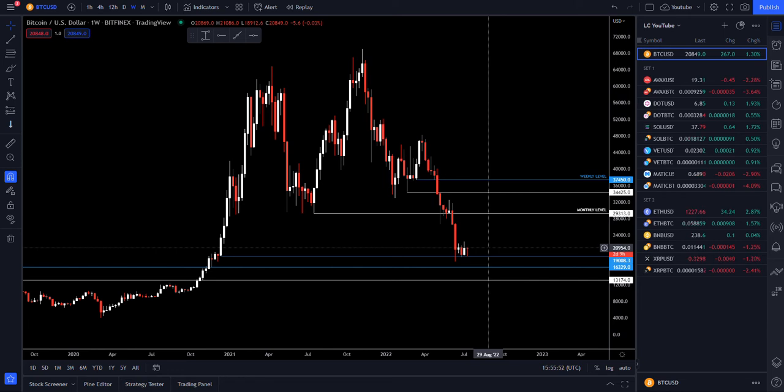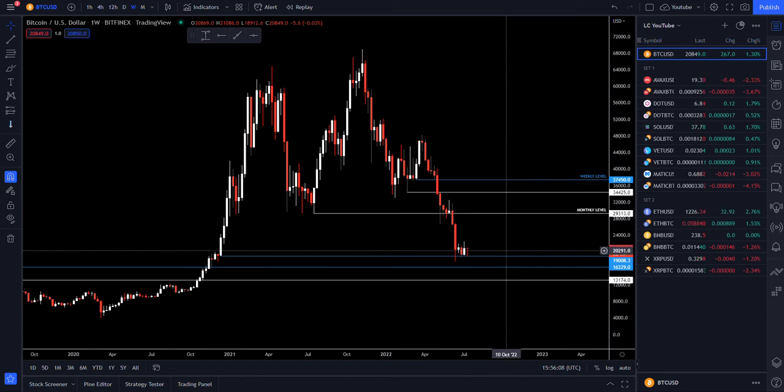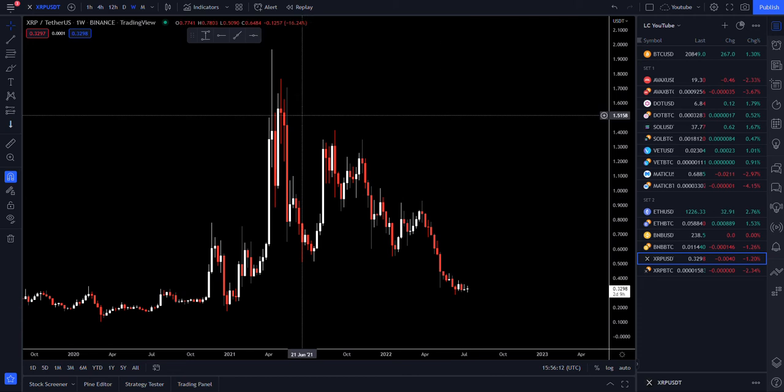Lots of macroeconomic stuff coming up in the next 2 weeks. We've got earnings currently going on and going into next week, and then the FOMC meeting at the end of the month where they do the rate hike decision. So lots of factors to come into play over the next 2 weeks. But let's get into our analysis of XRP.